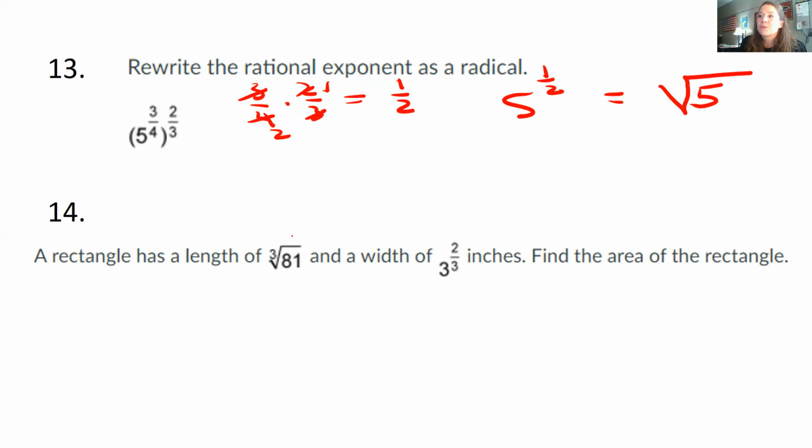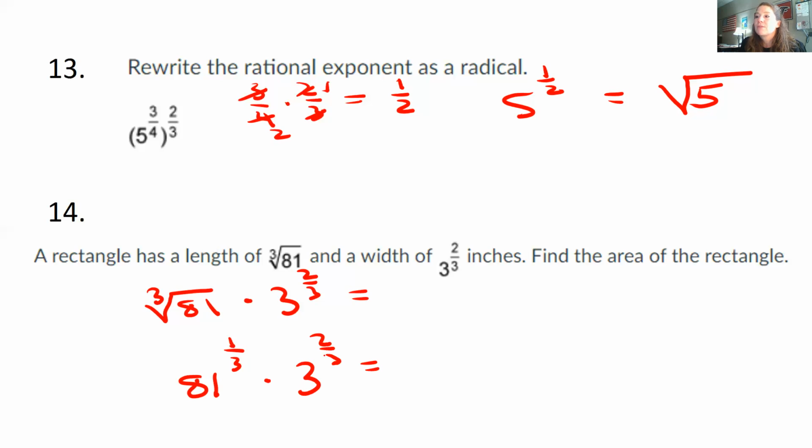And then number 14: a rectangle has a length of 3 times the cube root of 81 and a width of 3 to the 2/3 power inches. Find the area of the rectangle. So how do you find the area of a rectangle? You multiply length times width. So we're multiplying the cube root of 81 times 3 raised to the 2/3 power. Well, the cube root of 81 is going to be the same as 81 to the 1/3 power times 3 to the 2/3 power, right?